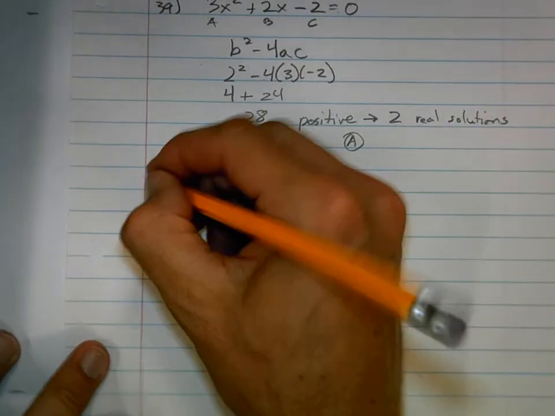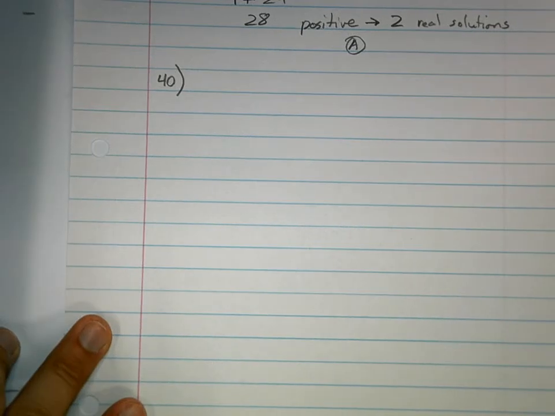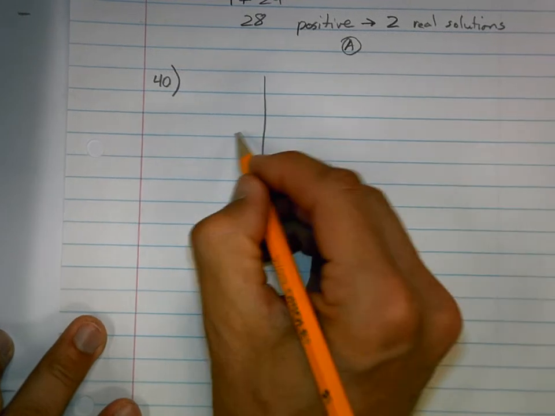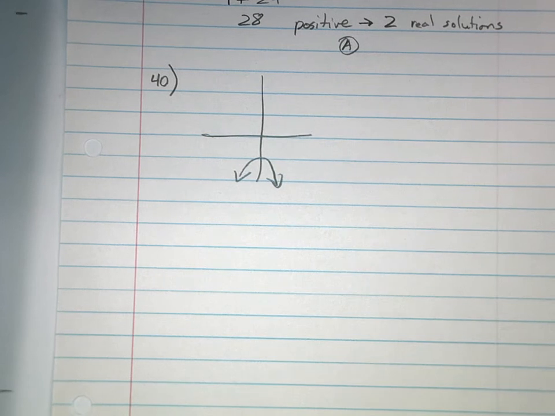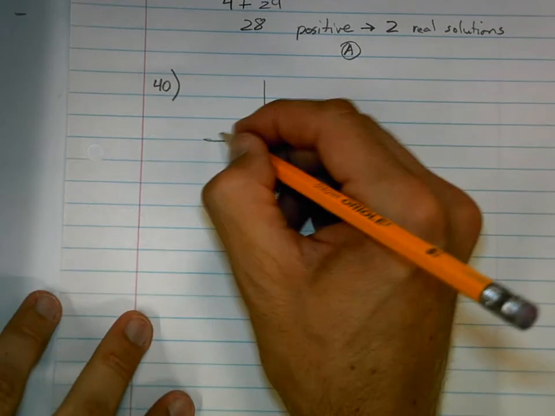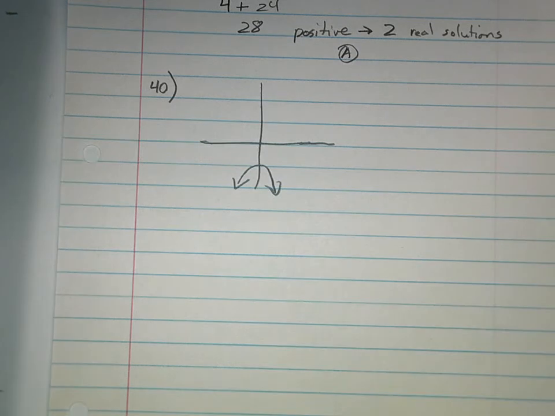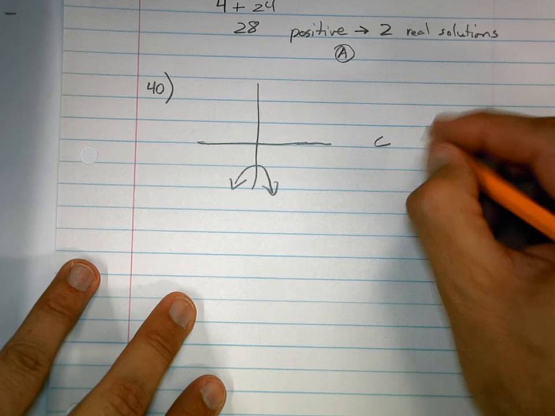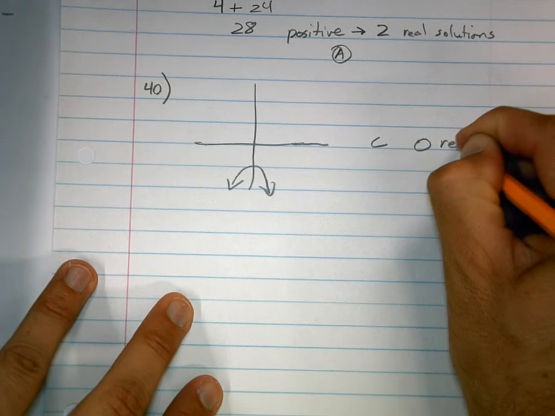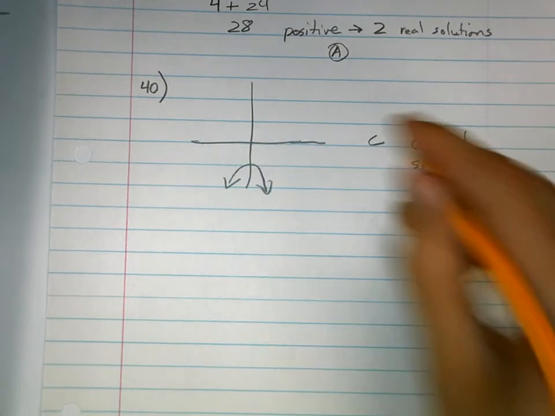All right, number 40. Given the graph of the function shown, determine the number of real solutions. So when you look at the graph, it kind of looks like this. So the graph does not cross the x-axis. When it doesn't cross the x-axis, there are no real solutions. So there's 0 real solutions. So that would be C. There's 0 real solutions. Okay, it does not cross the x-axis.